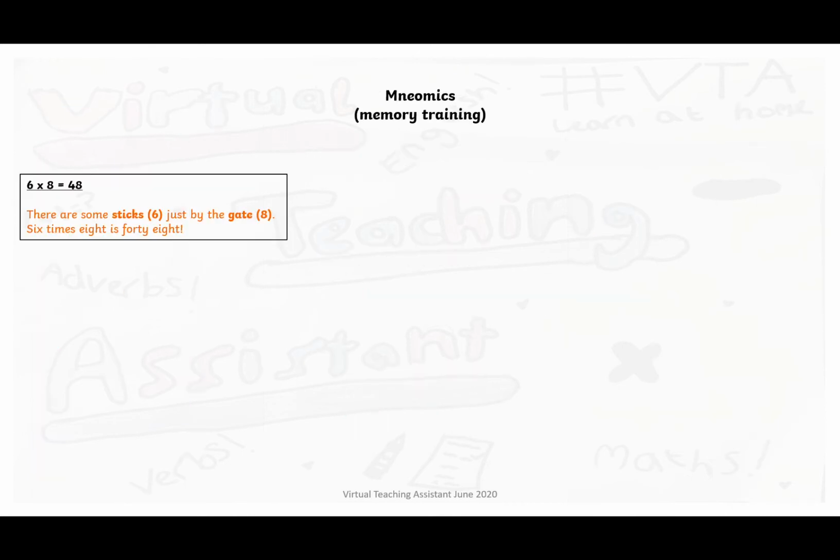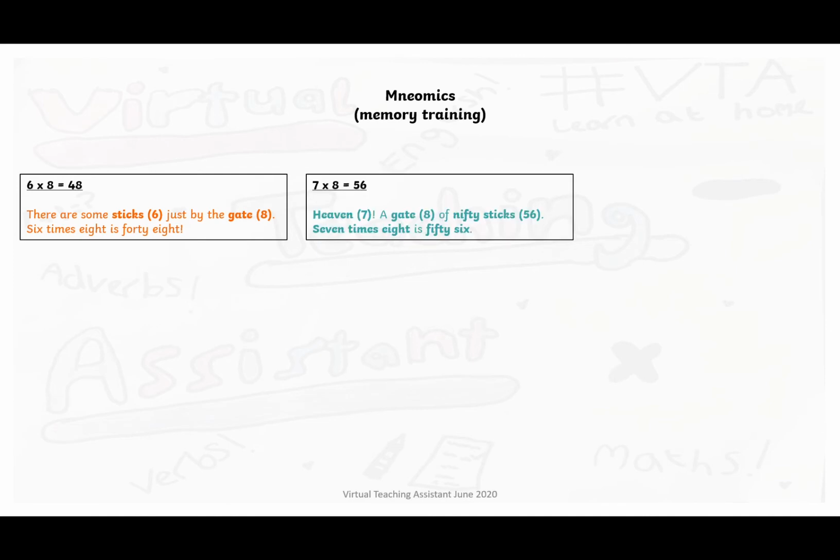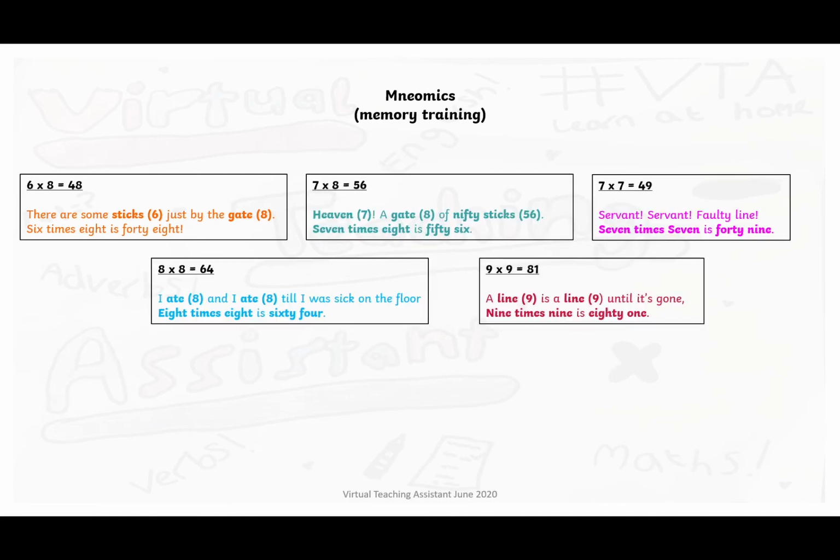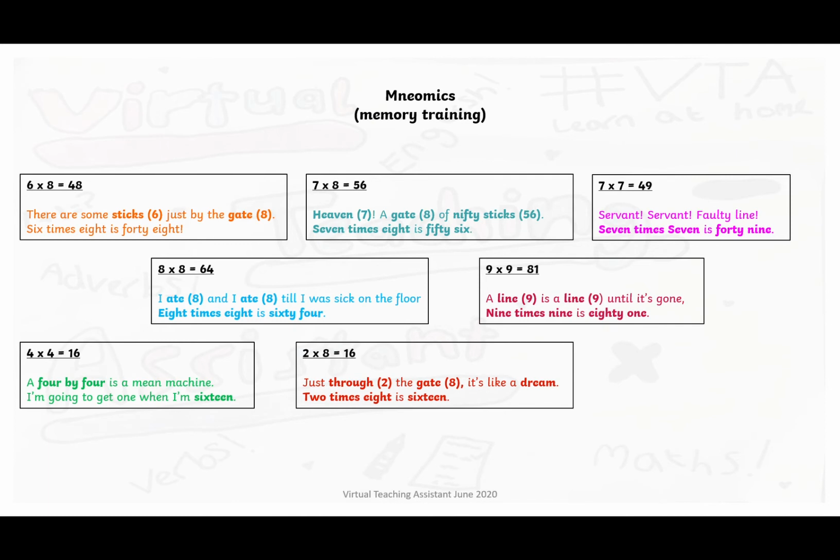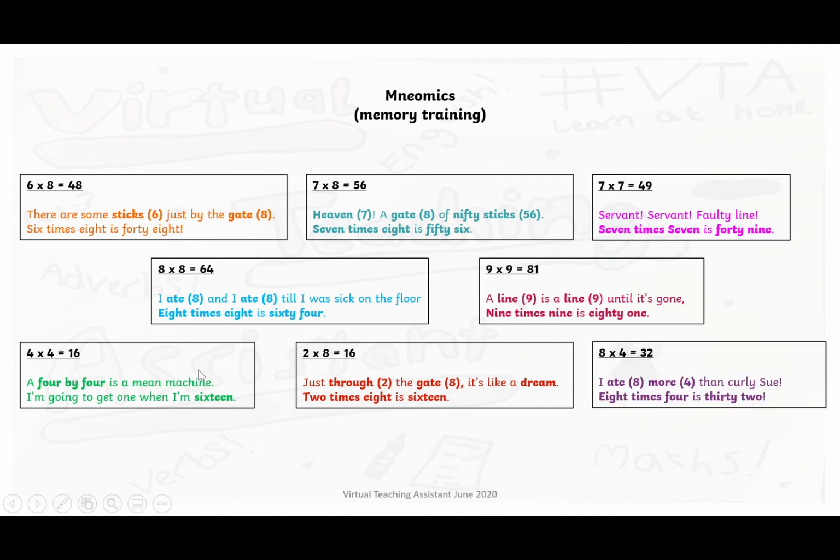Okay, mnemonics, memory training. These are really good little rhymes that you remember. A lot of them that go around school will be this one: I ate and I ate till I'm sick on the floor. 8 times 8 is 64. And the reason they're quite good is because obviously the word 8 sounds like the number 8, and sick on the floor rhymes with 64.